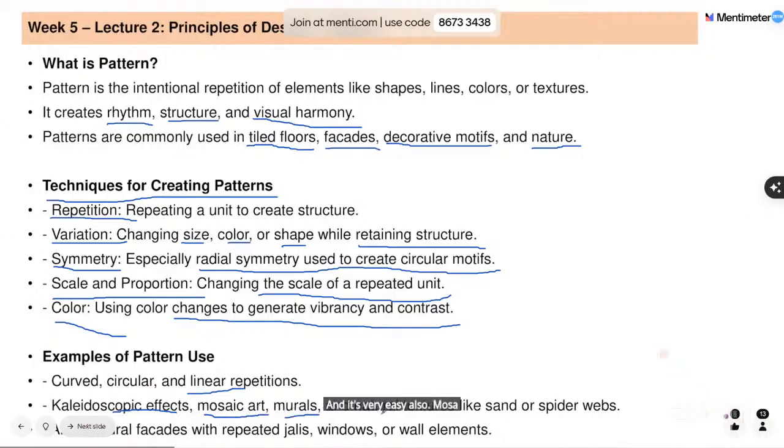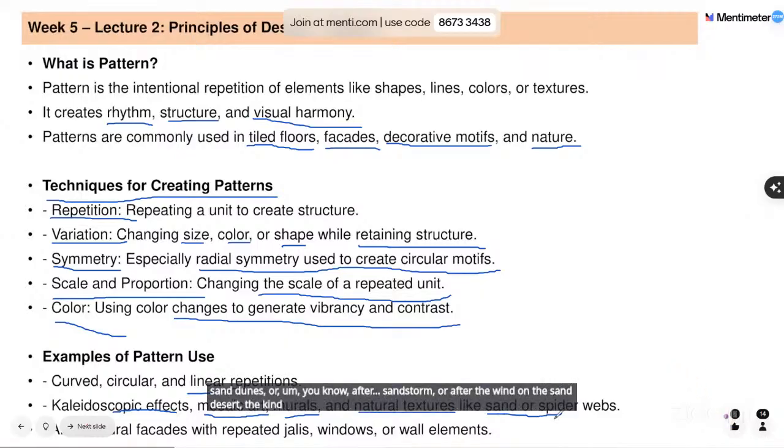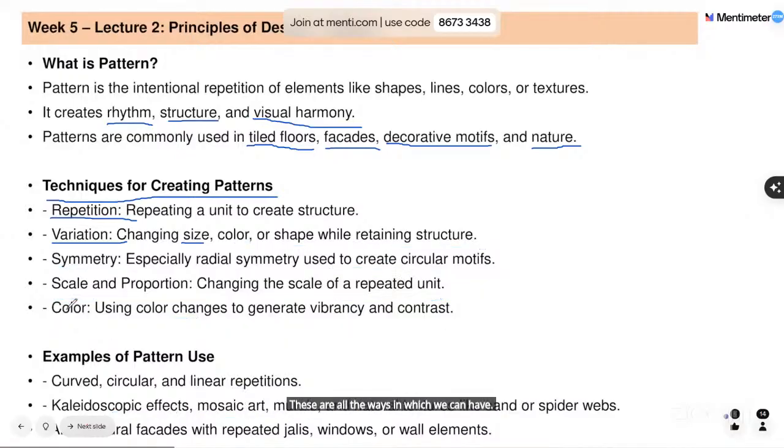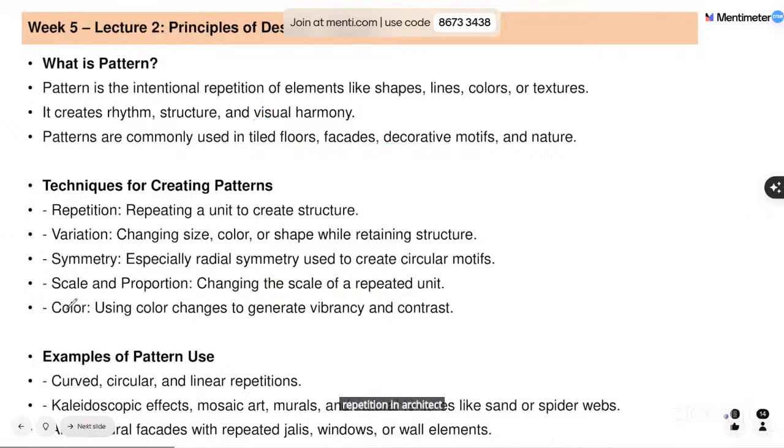Mosaic art, murals, and natural textures like sand dunes, or after a sandstorm or after the wind on the sand desert, the kind of patterns that are formed, or spider webs. Or then on architectural facade, we can have repeated jalis, windows, wall elements, or any other decorative elements. So these are all the ways in which we can have repetition in architecture as well as in design.